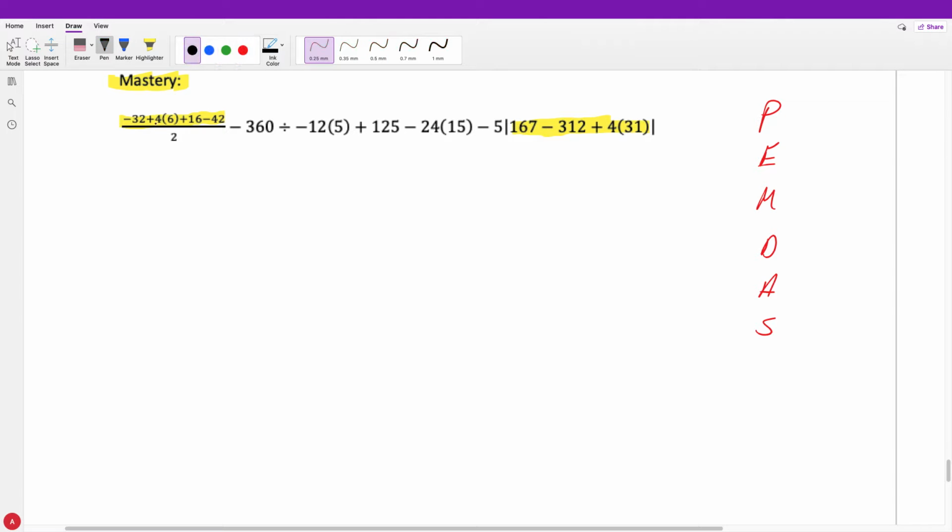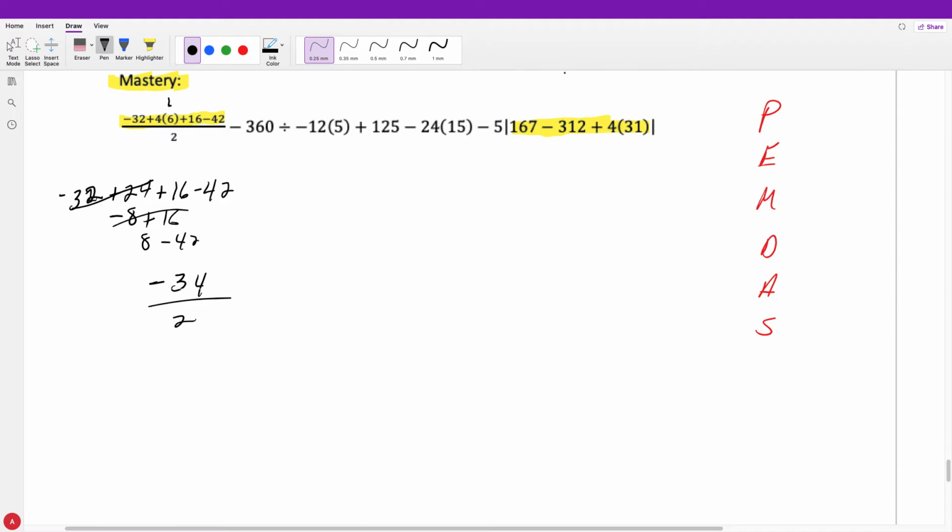So I'm going to do this off to the side here. And within our numerator, I have to use my PEMDAS as well. So it'll be negative 32. Well, 4 times 6 is going to be 24, so plus 24, plus 16 minus 42. So then I'm just going to go through this step by step quickly. You guys can add this on your own. This will give me negative 8 plus 16, which is then going to give me 8, minus 42, which is then going to be negative 34 over top of 2.